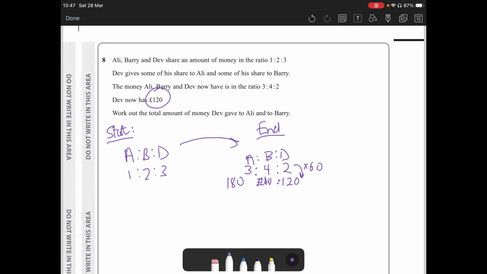Oh, actually, although I made no mistakes, I did clock that Dev has actually given money to both the boys, hasn't he? So actually, it's not going to be as easy as I anticipated. But anyway, we have done the first part, right?